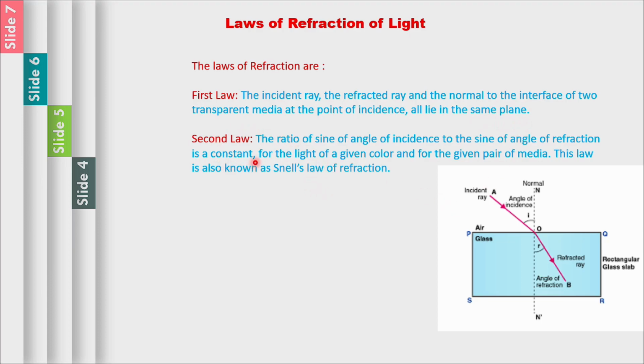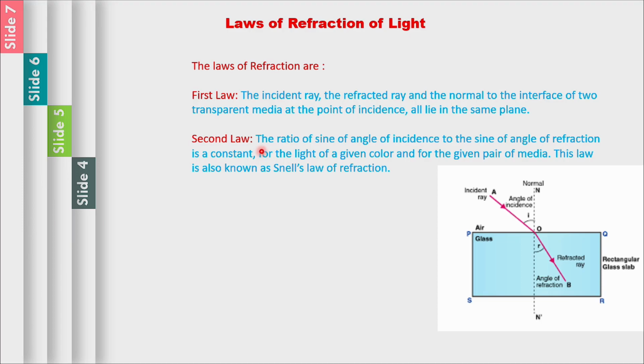And what is the second law? The second law says that the ratio of the sine of the angle of incidence to the sine of the angle of refraction is a constant for light of a given color or for a given pair of media. This law is also called Snell's law of refraction. It is a very important law, and it also gives the relationship between i and r in terms of sin i and sin r.